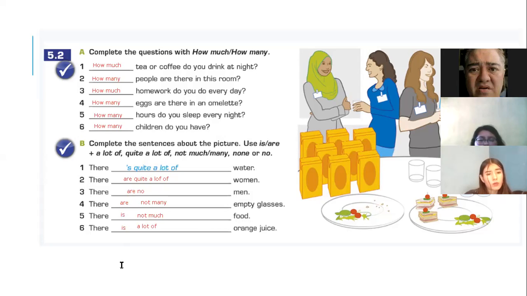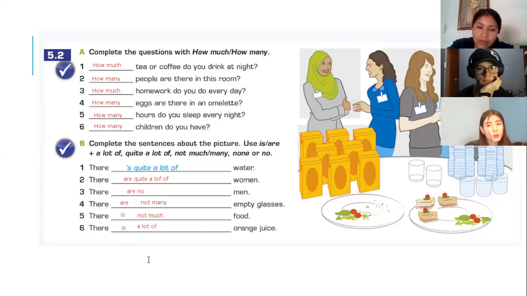I don't know if you're a little confused or you're just quiet, but do you have any question about this exercise we just answered? Yes, no? Okay, a quick review. I'm going to use how much for uncountable, I'm going to use how many for countable. Now, using the expressions not in questions, but in statements, in affirmative sentences or negatives.